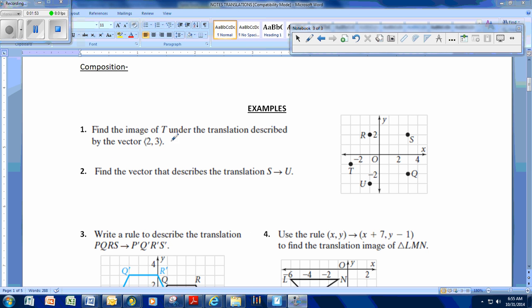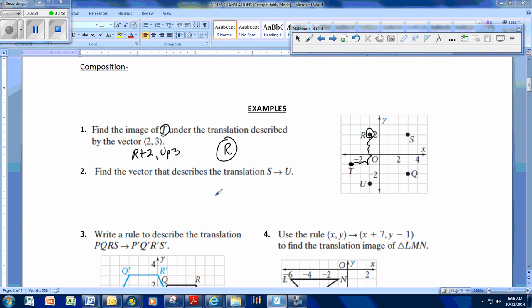So let's try some examples. Here we have a graph with some points on it. What we're going to do is find the image of T under the translation described by the vector 2, 3. So that means we're going to start at T and go right 2 and then up 3 and figure out where that is. So here's T. If I go right 2, up 3, point R would be its image after that translation.